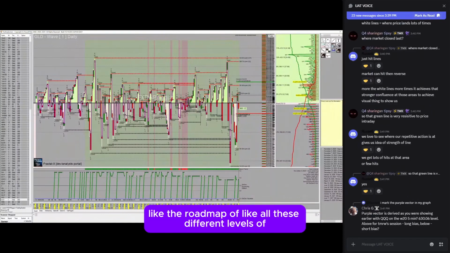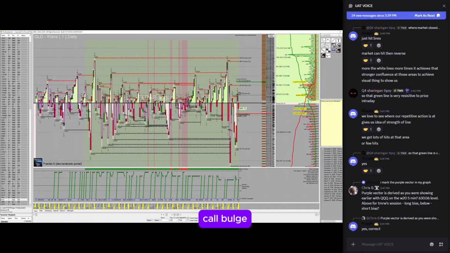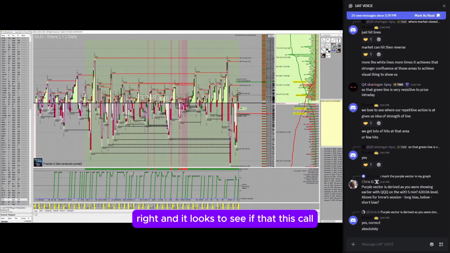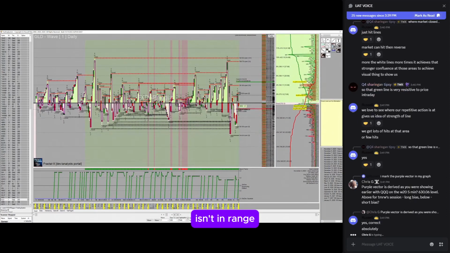And so what this causes is ultimately the gold future would rise, and we can see the roadmap of all these different levels of interest. Where could it potentially rise to? We have our call bulge in this area, and it looks to see if this call bulge is broken right here. This 402, 399 open is in range.